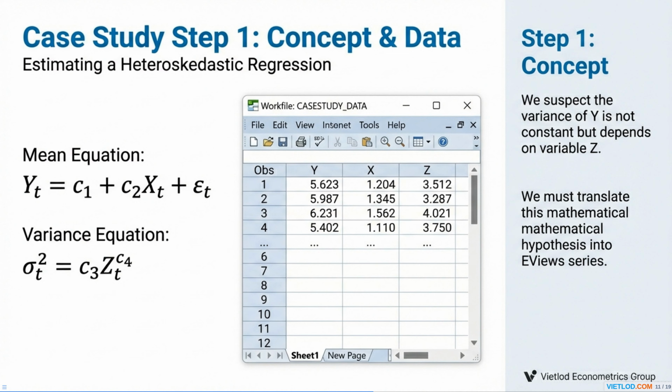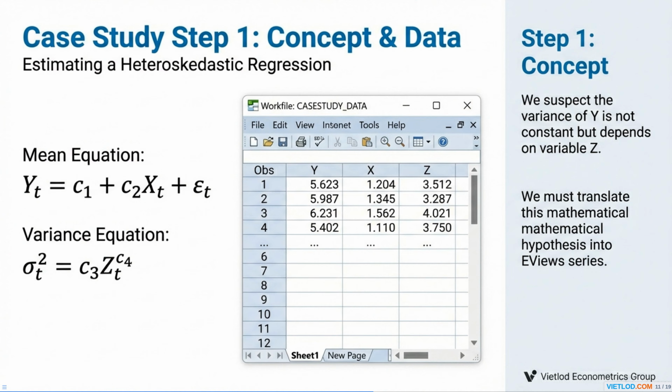In this case study, we will estimate a regression model where we suspect heteroscedasticity. The mean equation is a simple linear model. Y_t is a function of an intercept c1, a slope c2 on x_t, and an error term epsilon_t.